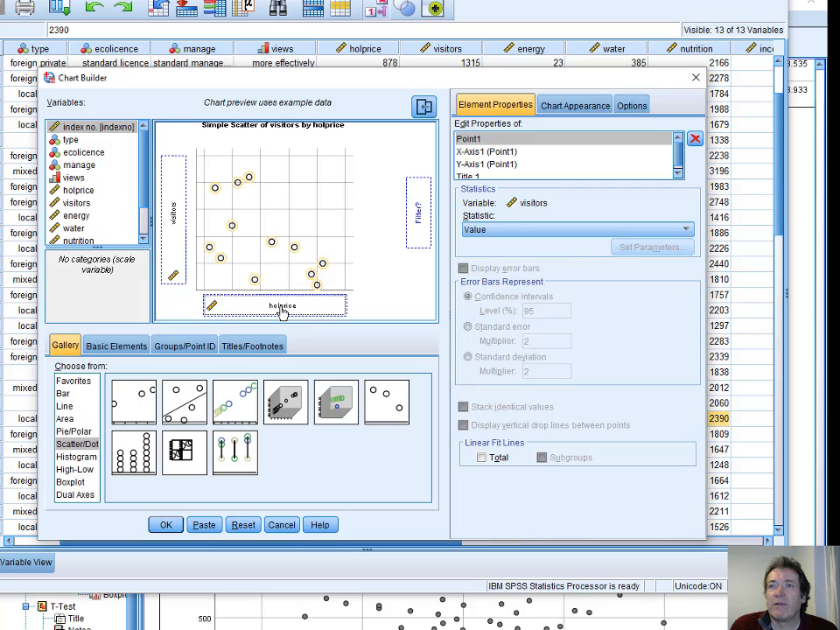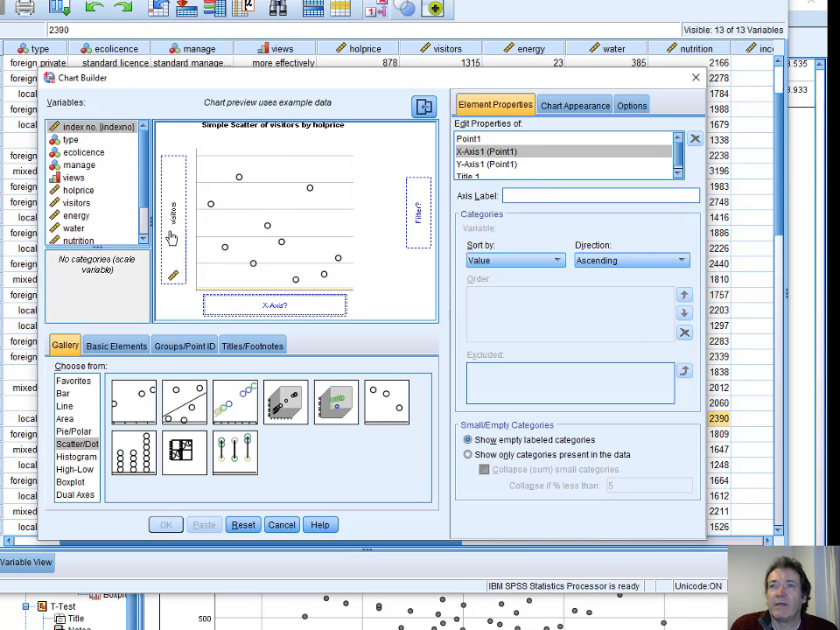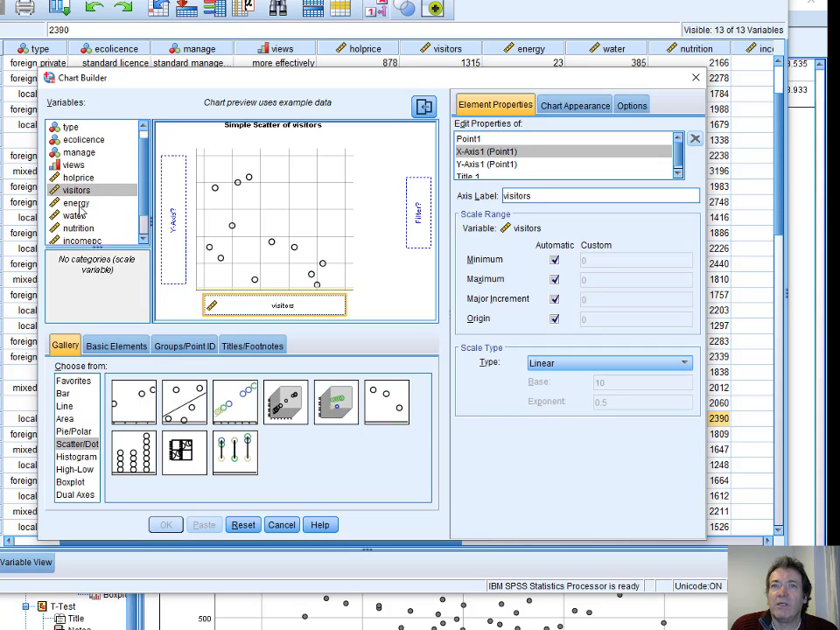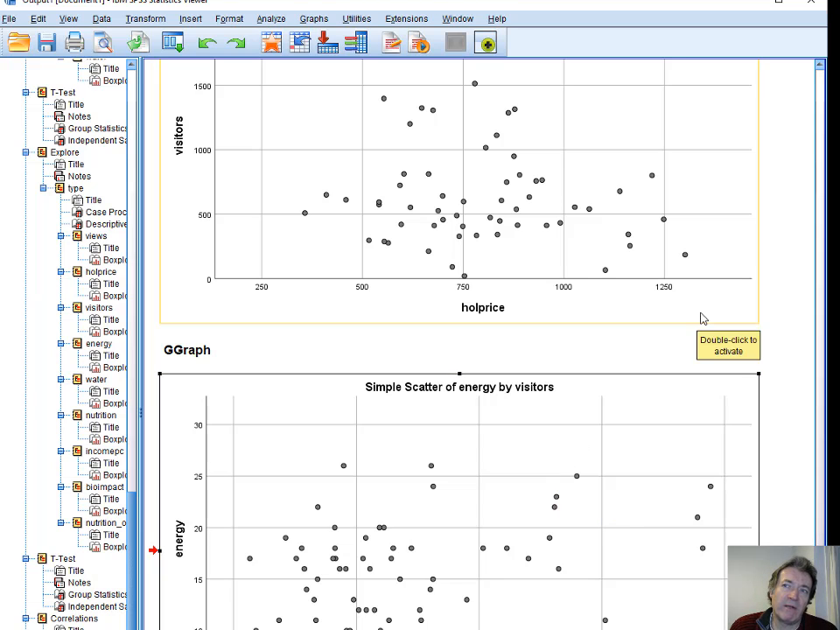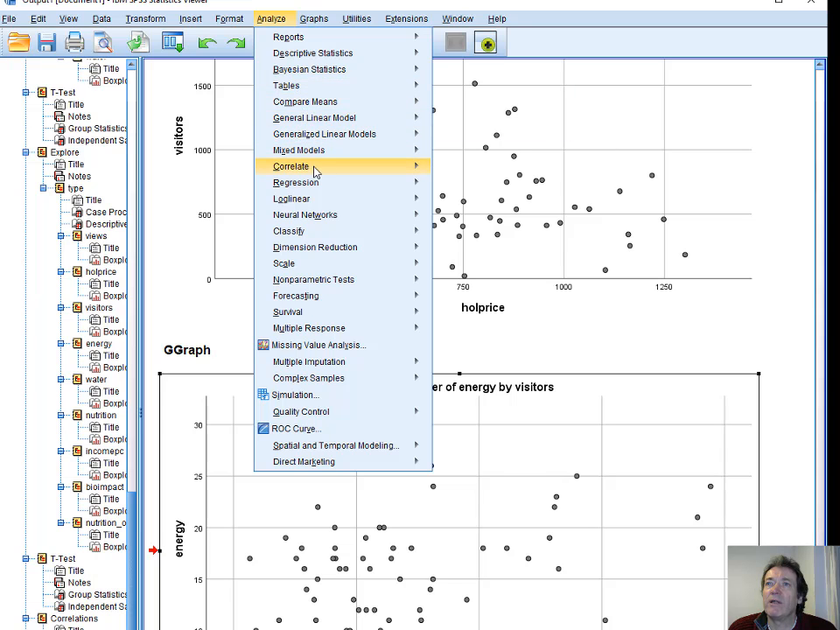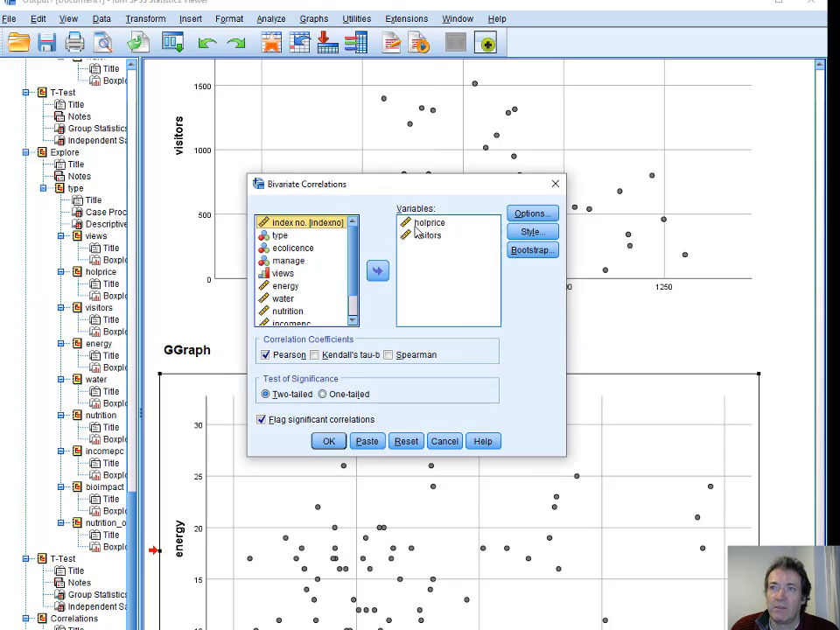So holiday price, I need to get rid of that. And I think visitors you want to go on the x-axis, and then energy on that axis. Yes, it looks as though possibly more visitors means more energy used per person. Possibly, because the larger-scale ones are using air transport or something to get people around. Who knows? Let's do the test to see. If we get the correlation coefficient, that has the test included, so correlate, bivariate. So I'll keep visitors and I'll put in energy.